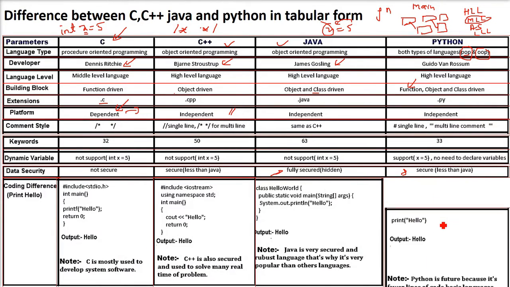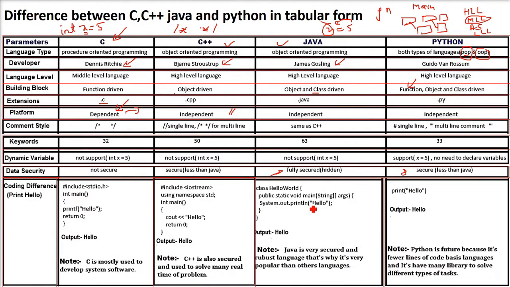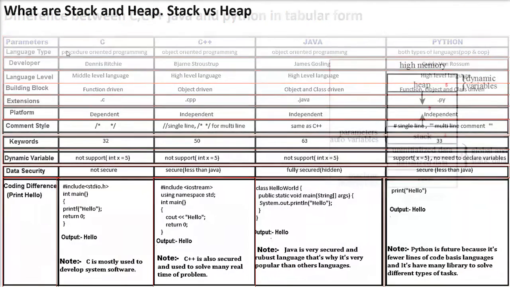Then we have Python. See, you don't have to do anything. Java is a very secure and robust language, which is why it is more popular than other languages. What about Python? You have nothing to do. Just write print hello. No inclusion, nothing. Python is the future. You have to write very few lines of code. It has various libraries to solve different types of problems, such as image processing, and it is being used in AI.